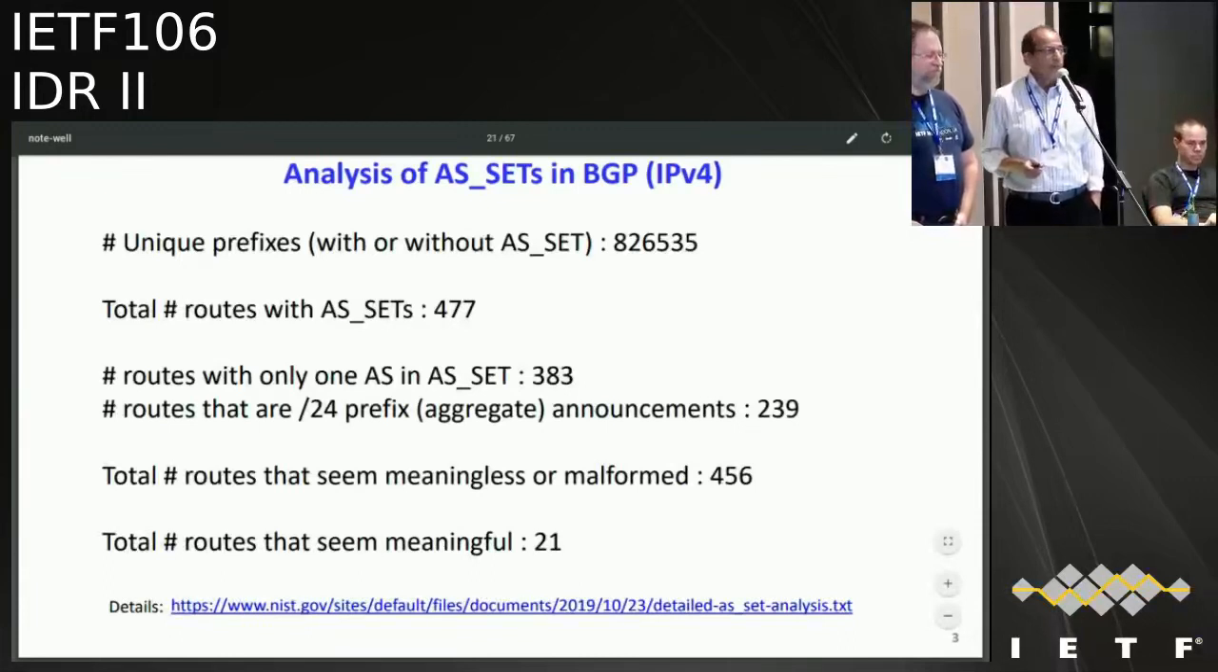At NIST, we have been doing a great deal of measurements, and the measurements show that out of 800,000 routes, less than 500 have AS sets in them, so a minuscule percentage. And if you start looking at them more closely, we've done a pretty detailed analysis. The link is at the bottom. If you look at them closely, only 21 have meaningful AS sets, and the remaining 450 or so don't seem to have meaningful AS sets.